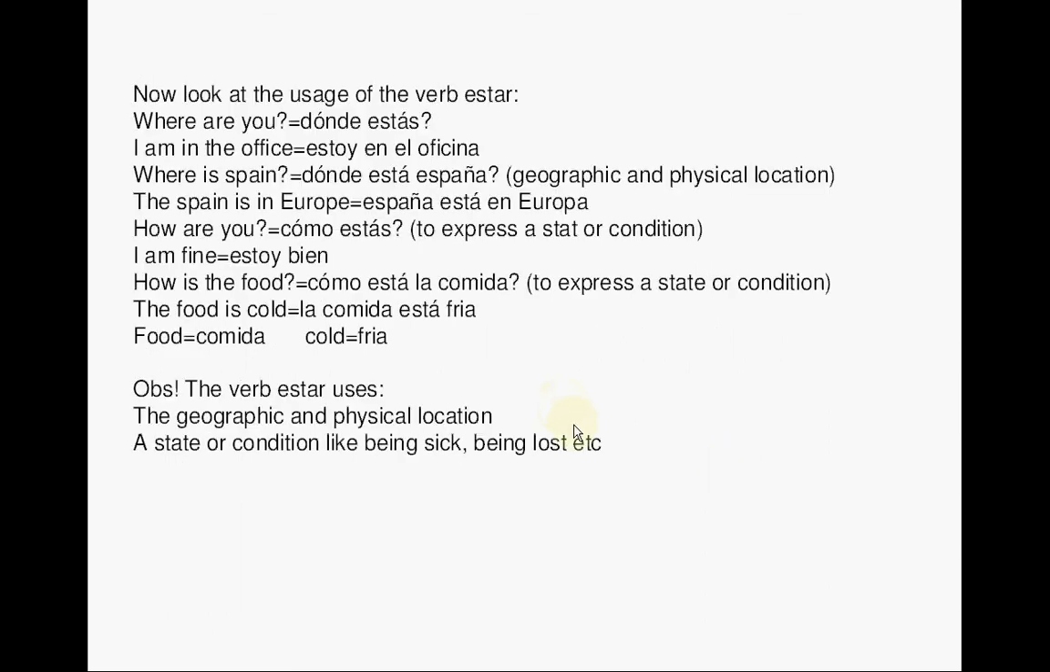Now we look at the usage of estar. Where are you? ¿Dónde estás? I am in the office. Estoy en la oficina. Where is Spain? ¿Dónde está España? This is geography and physical location. Spain is in Europe. España está en Europa.